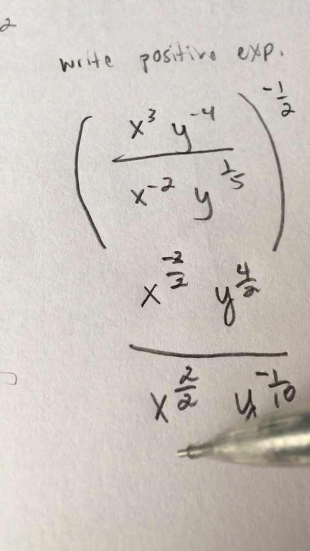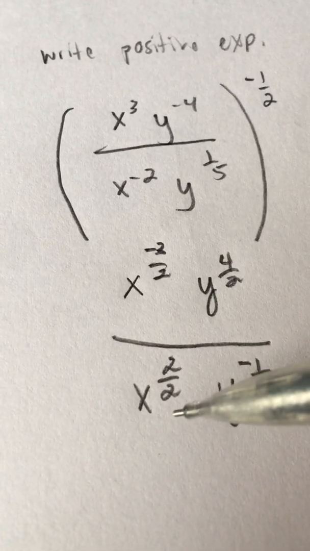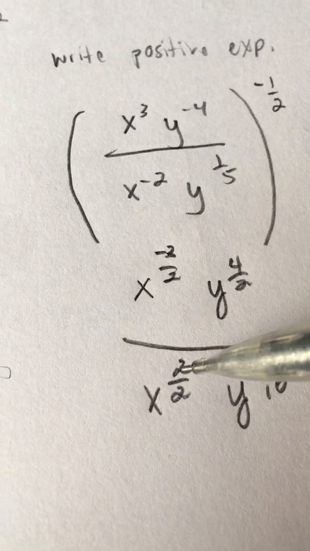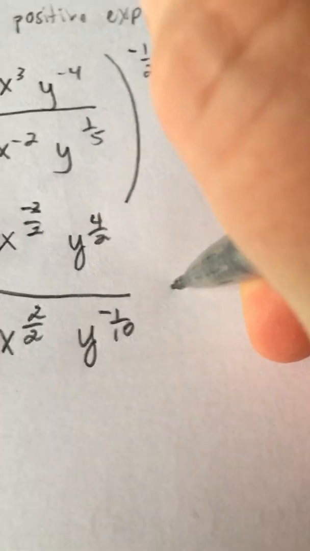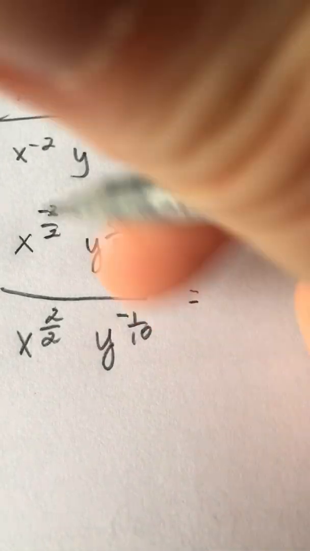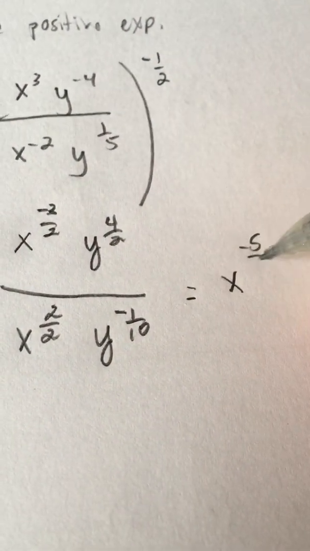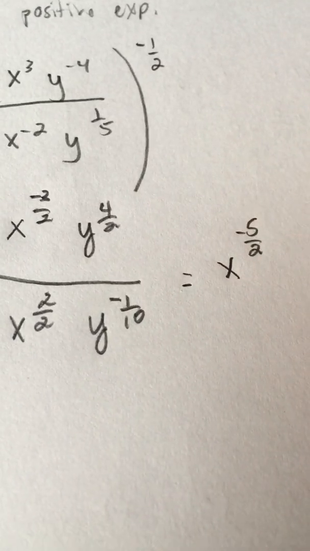I'm going to subtract my exponents. So I'm going to subtract these to get -3 minus 2. I'm going to work over to the side. -3 minus 2, right? Subtracting those is going to give me x to the -5/2. So I can't leave that. I need to have positive exponents.